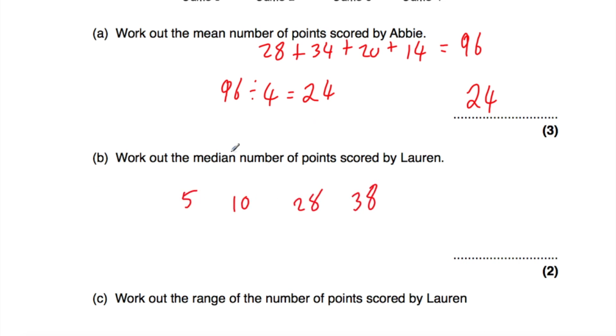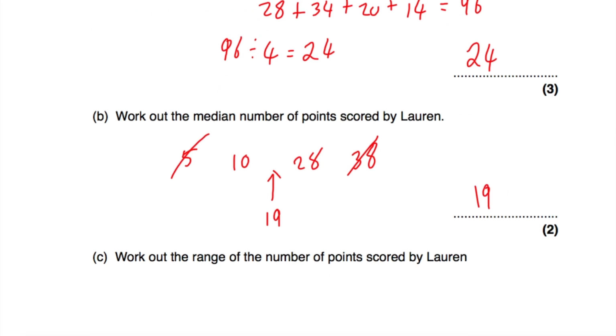Now we want to find the median, that's the middle number. So cross off the smallest, cross off the biggest. And now we're going to find the middle number of these two values. So we need to find the number in the middle of 10 and 28. And to find the midpoint of two numbers, one way to do it is to add them together and halve it. So if we do 10 plus 28, that's 38. And half of 38 would be 19. So that means the median number of points scored by Lauren would be 19. And that's it.